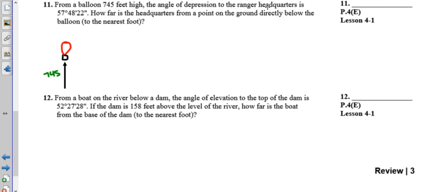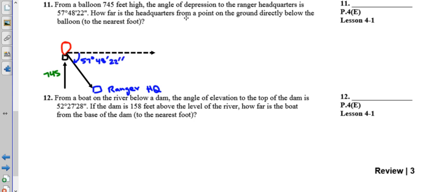The angle of depression to the Ranger headquarters. Now, if you remember angle of depression, what that means is if a person was looking straight out, then they change their eyesight from looking out to looking down to the Ranger headquarters, and it's 57 degrees. So it'd be something like this maybe. So this is right here. This would be the Ranger headquarters. So this right here would have our 57 degrees, 48 minutes, 22 seconds.